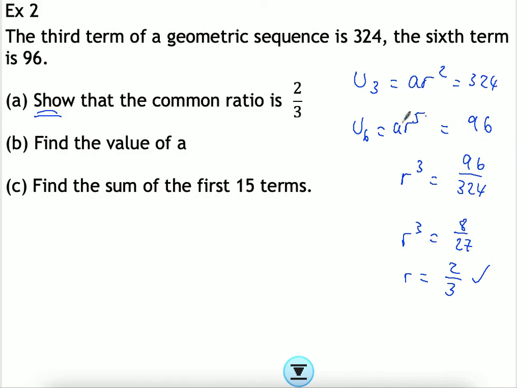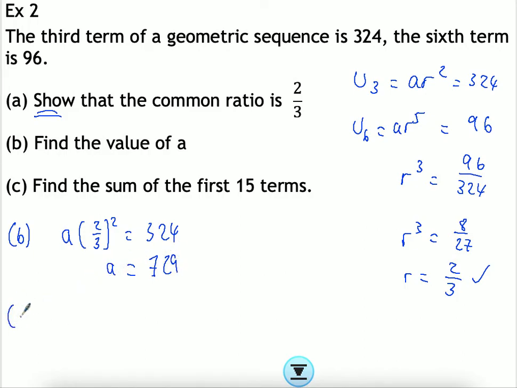Find the value of A. So part B, I'm just going to use one of those expressions. So we're going to get A, and that's equal to 324. So if I do 324 divided by 2/3 squared, I get 729. So A is 729.